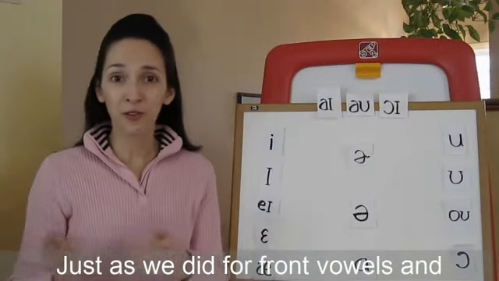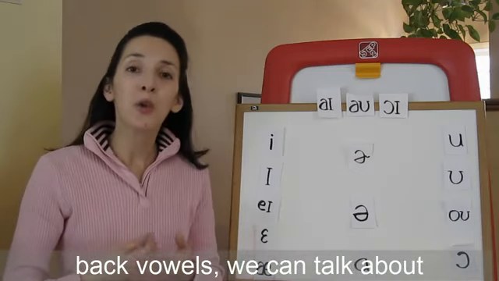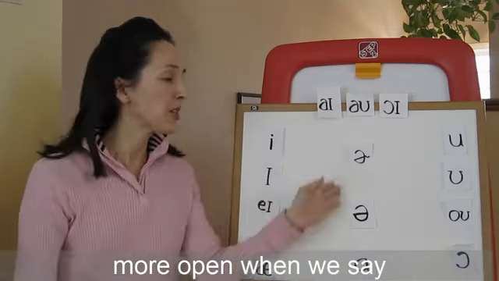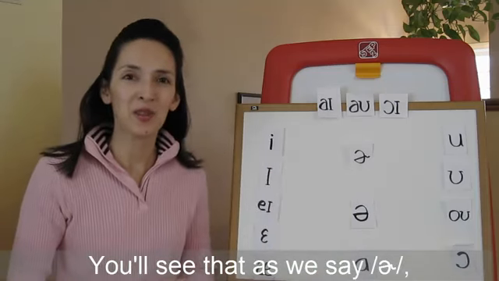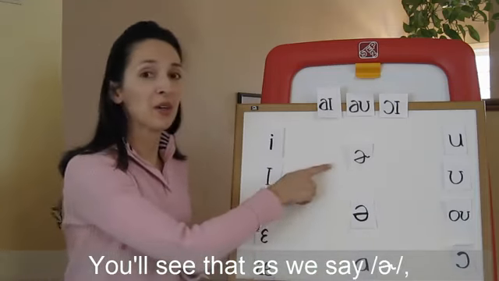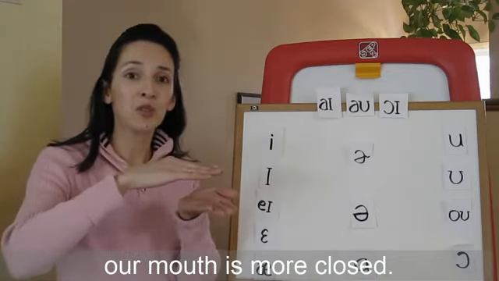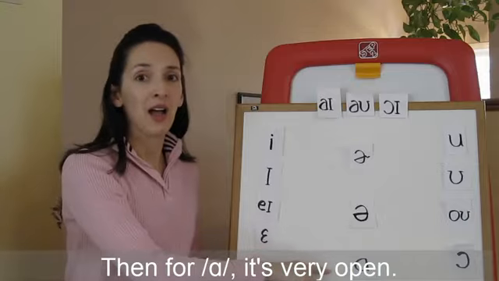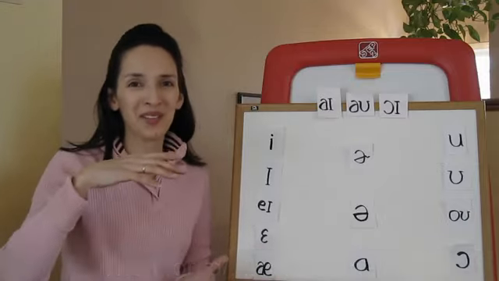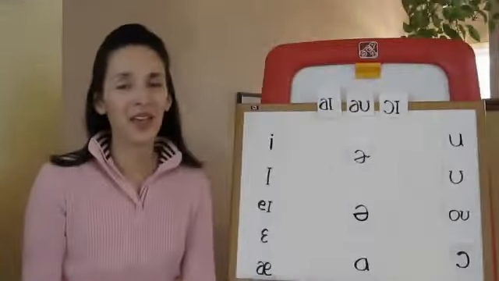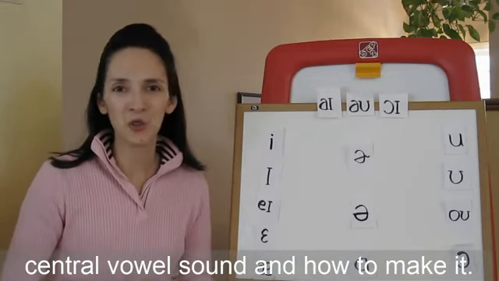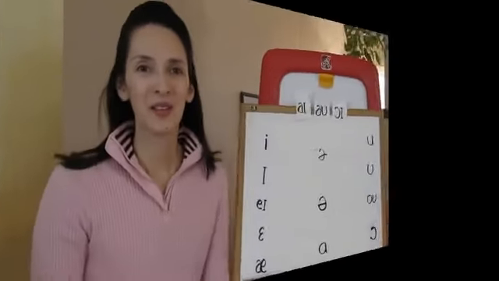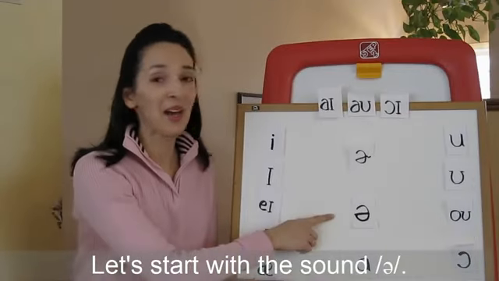Just as we did for front vowels and back vowels, we can talk about our mouth being more closed or more open when we say central vowel sounds. You'll see that as we say the first, our mouth is more closed. It opens a bit more, and then for the last, it's very open. Now let's talk about each central vowel sound and how to make it. Let's start with the first sound.